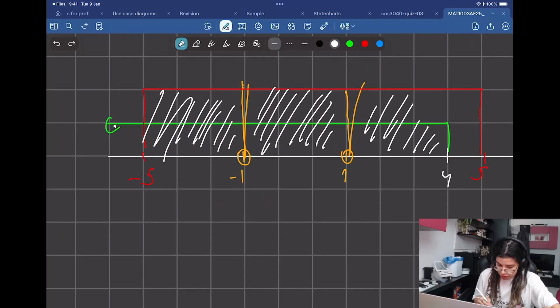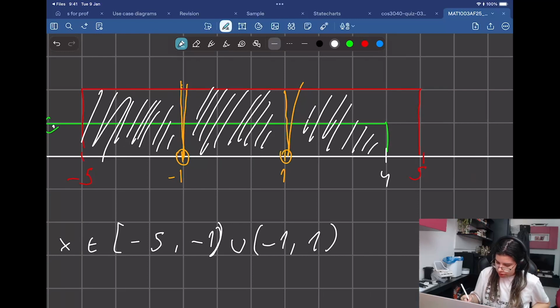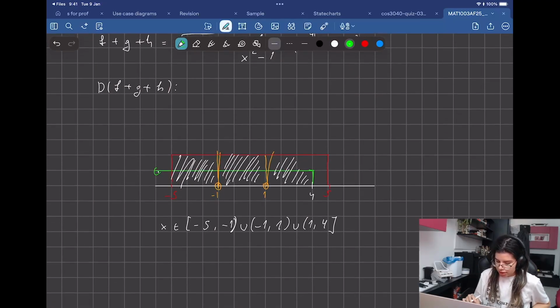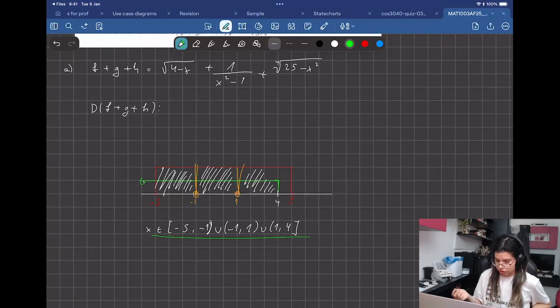Okay, therefore, the domain is going to be that white thing that I just drew. So it's going to be minus 5 up to minus 1, but minus 1 we need to exclude. So I'm closing the bracket like this. Union with minus 1 to 1. Union with 1 to 4 inclusive, because I have a sharp edge here, right? The 4 is included. Okay? So that's our first domain for f plus g plus h.